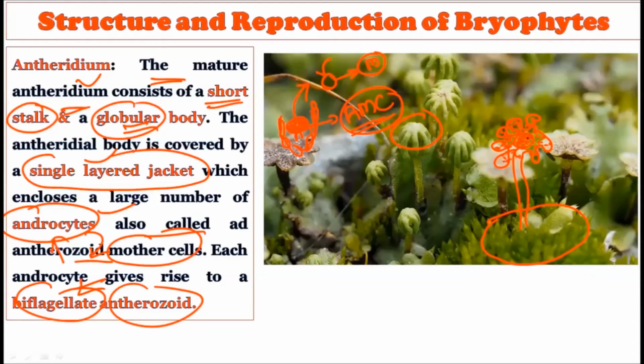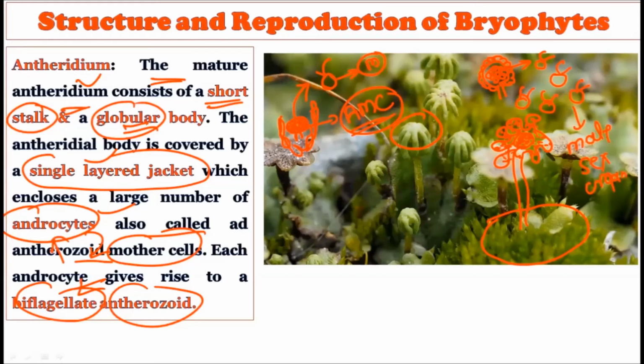This antheridium shows the structure of a stalk and a globular body, covered with a single layer of jacketed cells. Inside, we have the androcytes like this. Upon release, each androcyte contains one biflagellated antherozoid. This antherozoid is considered a male sex organ. So finally, male sex organs are created out of this antheridiophore.